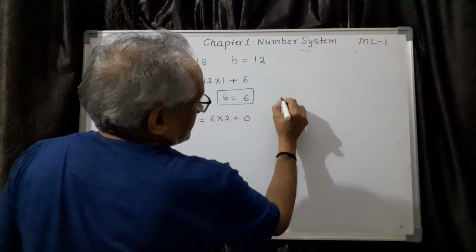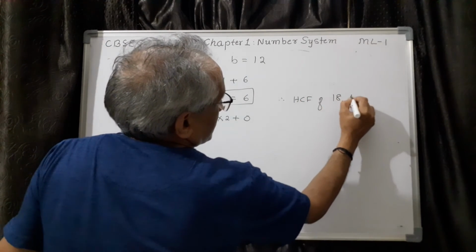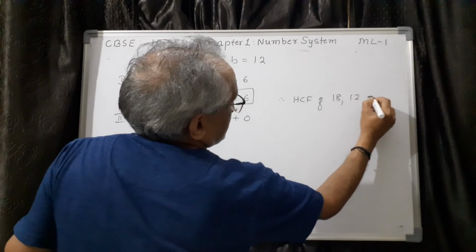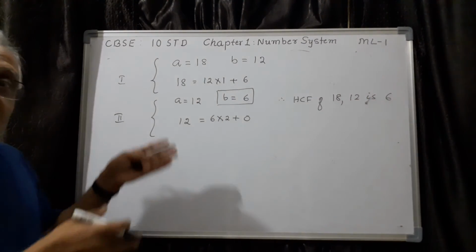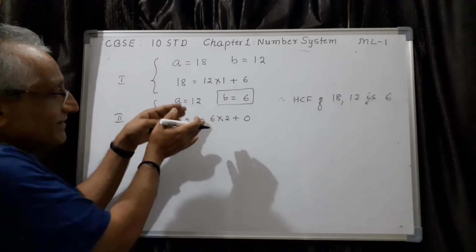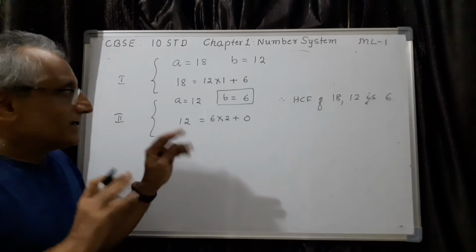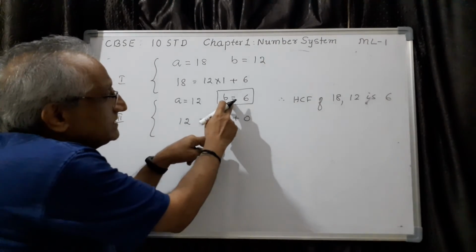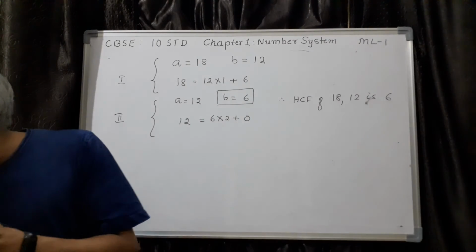Therefore I can write here HCF of 18 and 12 is 6. See, sometimes we are very lucky, we will be getting the HCF easily. The moment you get remainder 0, you have to stop. And for that particular step, whatever is b, that you have to take as HCF. So that is the method. Now let me give one more example.